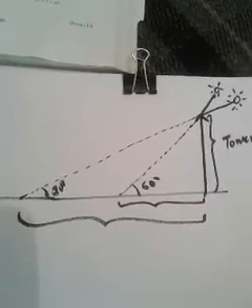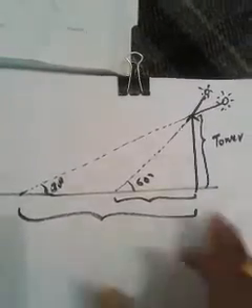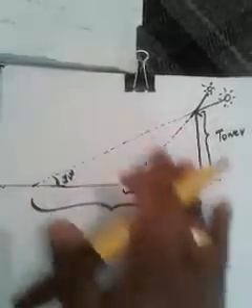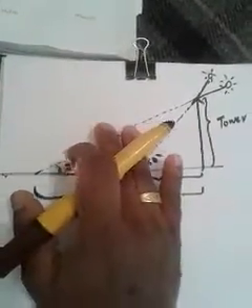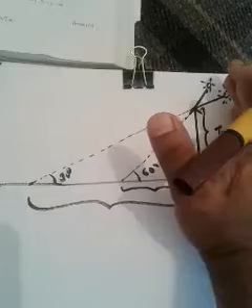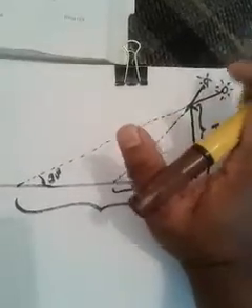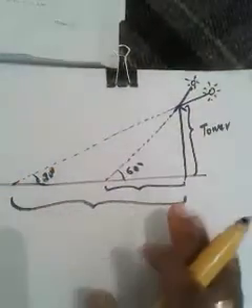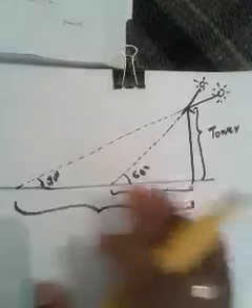That is why I explained the concept of sun's altitude just before this question. What do you mean by sun's altitude and all? That's why I explained that concept first, so by using that concept we are drawing the shadow in this way.